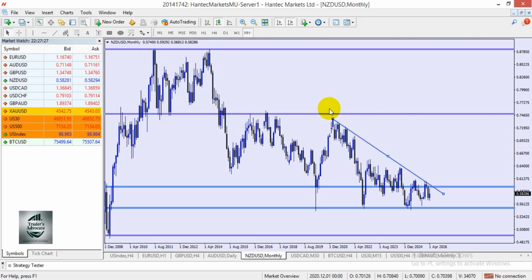Very shortly we'll be breaking down NZD/USD for the upcoming week and see how we can align ourselves and put money in our pocket.